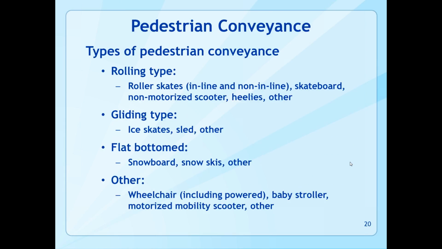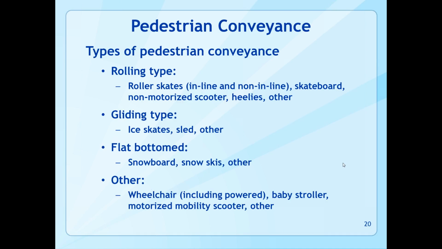Another concept related to pedestrians is the idea of pedestrian conveyances. And this concept is the same as that in ICD-9-CM. So a pedestrian conveyance is when a person is moving under his or her own power, but there's also some type of device that helps them move from one point to another. And there's a lot of different types of these pedestrian conveyances.